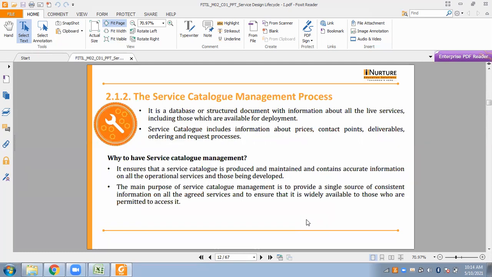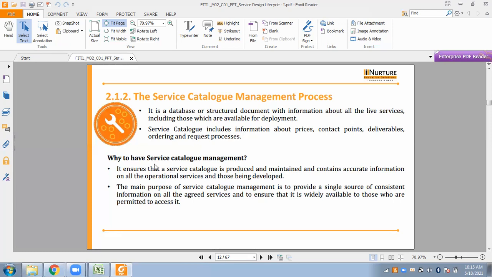Next, we come to the service catalog management process. So what is catalog management? Service catalog management is a database or structured document with information about all the live services, including which services are available for deployment. This catalog includes information about prices, contact points, the deliverables, the orderings, the request processes, etc. So why have service catalog management?